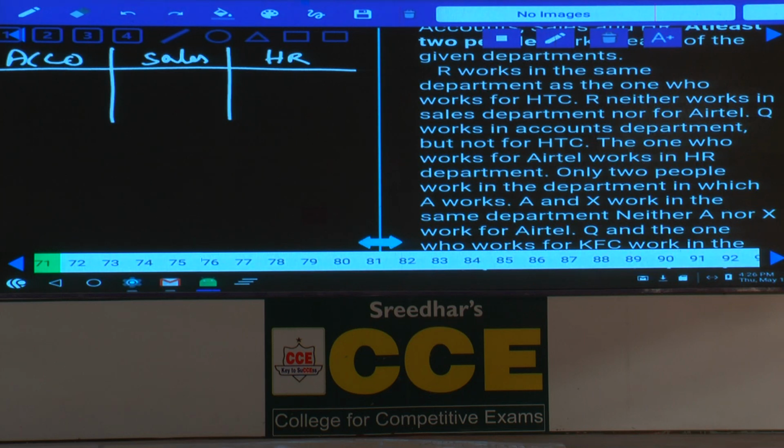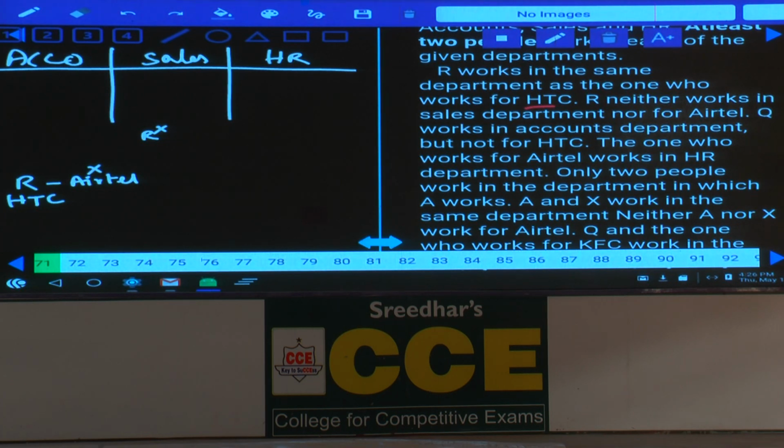Now R and the one who works for HTC are in the same department, R and HTC. That means R cannot be HTC. Are you following this or not? And next one, R neither works in sales nor in Airtel. R neither works in sales, R cannot be here, nor in Airtel. Hence R cannot be Airtel. Hence write down Airtel and put a cross.